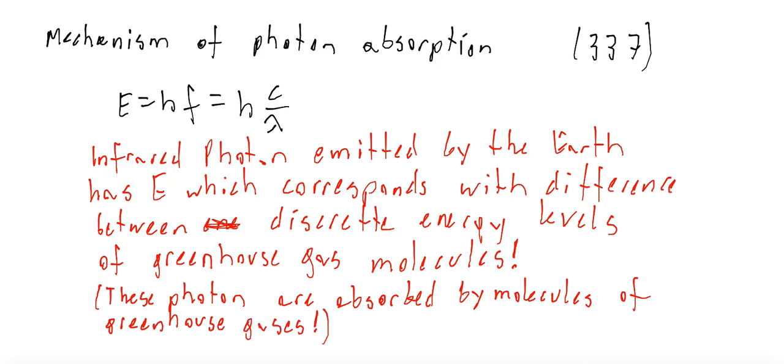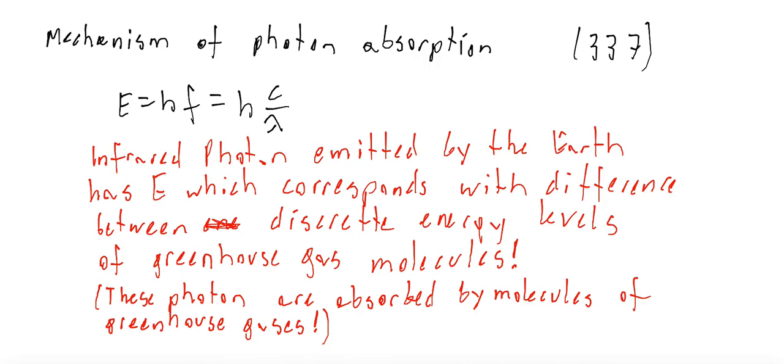Okay, so why isn't a photon emitted by the sun absorbed? Photons emitted by the sun are not absorbed. Why? Because different wavelength means different energy. So the energy of a photon emitted by the sun doesn't fit the difference between energy levels of greenhouse gas molecules, so it's not absorbed. Photons which have different energies pass through the greenhouse gas molecules. Photons which have the accurate energy are absorbed by greenhouse gas molecules.